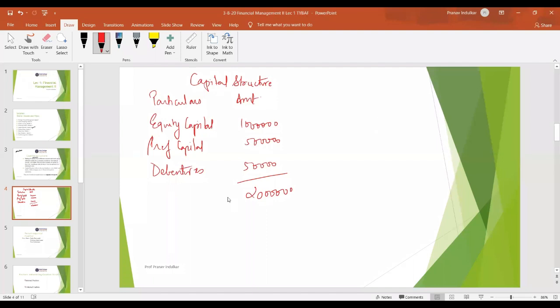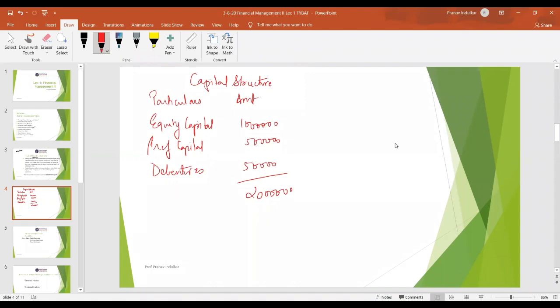Okay, so you have understood what is capital structure. But by just making this, are we proving that we have done everything right? Have we done everything right by just making this capital structure? Now, why are we choosing this structure? I am raising 10 lakh by equity capital, 5 lakh by preference capital, and 5 lakh with the help of debentures.